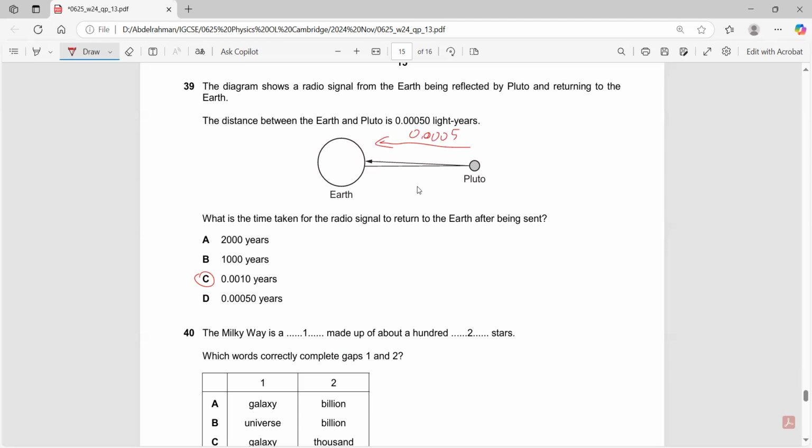0.005, and then another 0.005. So the total time is times 2. Yes, you multiply by 2. So it is C. It is C.